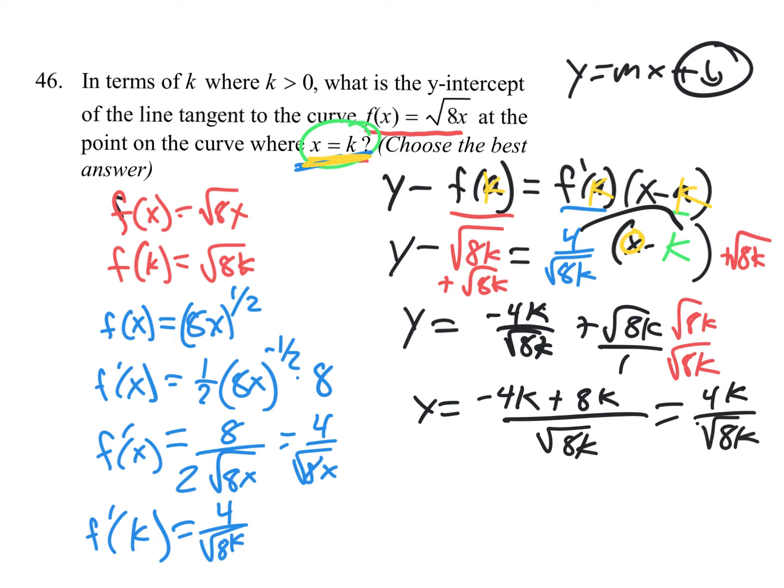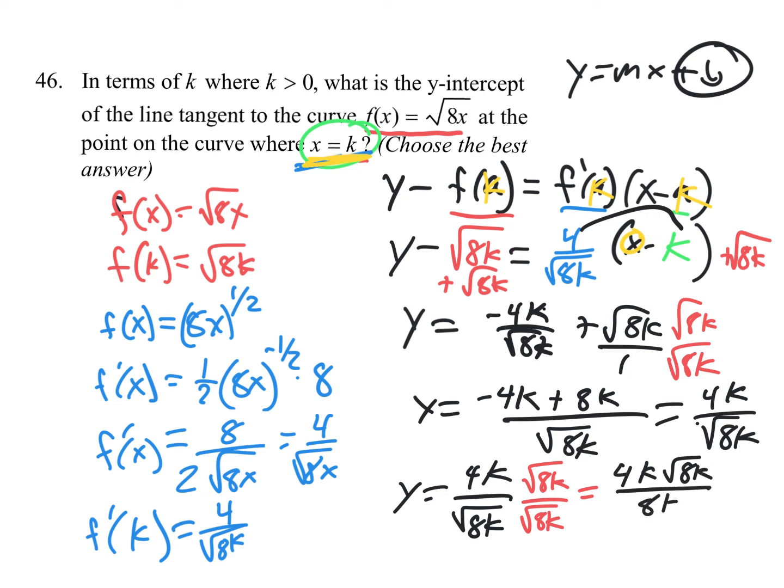And now I need to rationalize it because I can't have square roots on the bottom. So once again, I'm going to multiply by the square root of 8k over the square root of 8k. And what does that give me? That gives me 4k square root of 8k over 8k. That cancels out. I could cancel that out to be a 2. And so the best answer here for the y-intercept is the square root of 8k over 2.